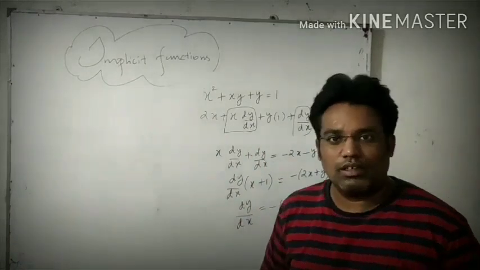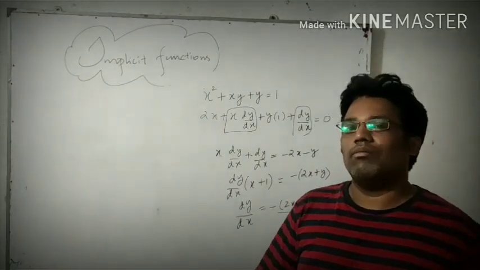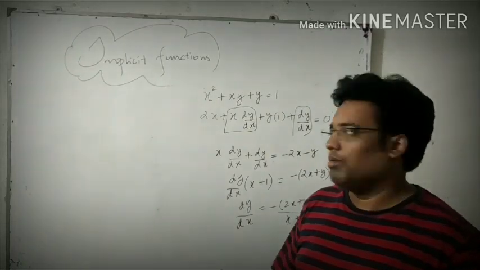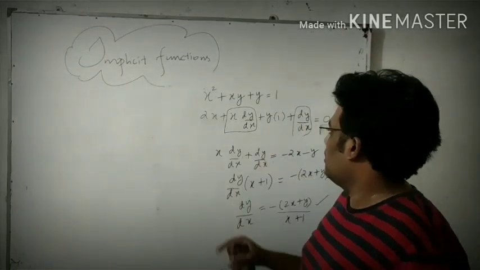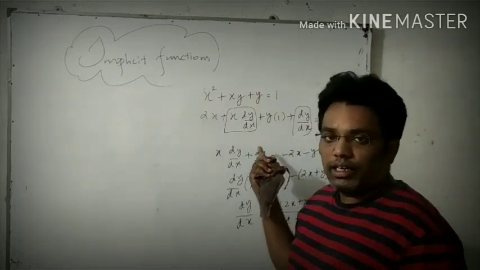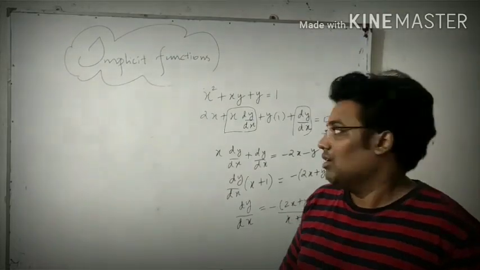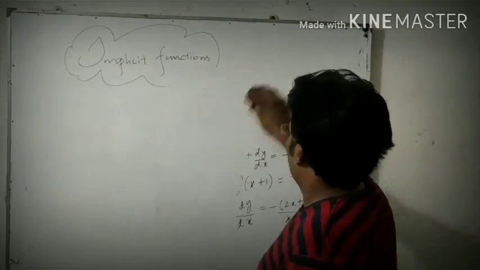Just remember, when you have multiple dy by dx, just group them and take out common. That's very simple common sense. That's what I've done here. So taking dy by dx on one side and the non dy by dx terms to the right hand side, and finally getting that expression for dy by dx. So this is how you need to differentiate.